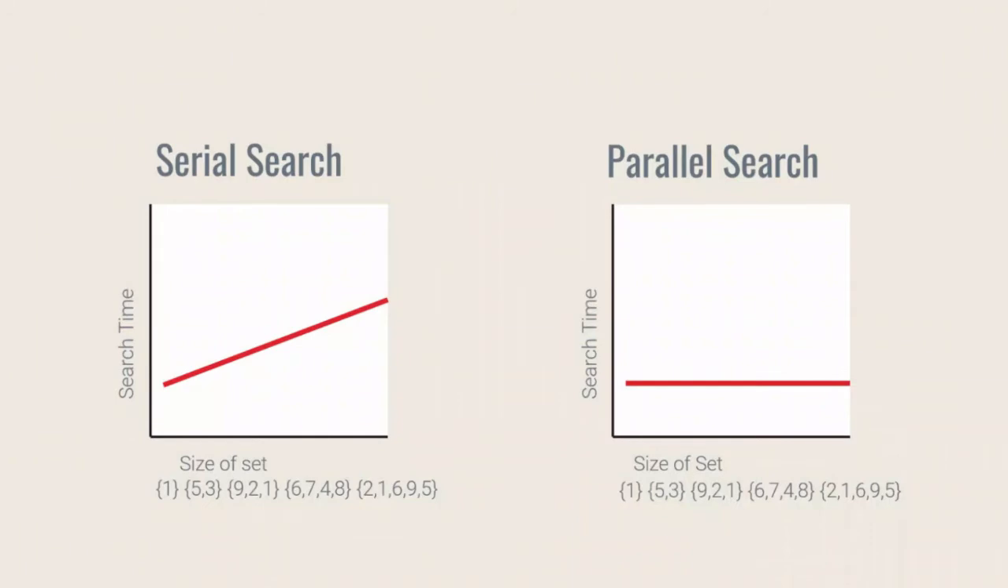Now the question is, in this situation, the situation of performing a search in our working memory over an array of numbers, which algorithm do we use? Serial search or parallel search? We can summarize our predictions with these graphs. For serial search, as the size of the set increases, the search time will also increase. For parallel search, as the size of the set increases, the search time should remain flat. It shouldn't increase. It should take the same amount of time because we're only doing one step.